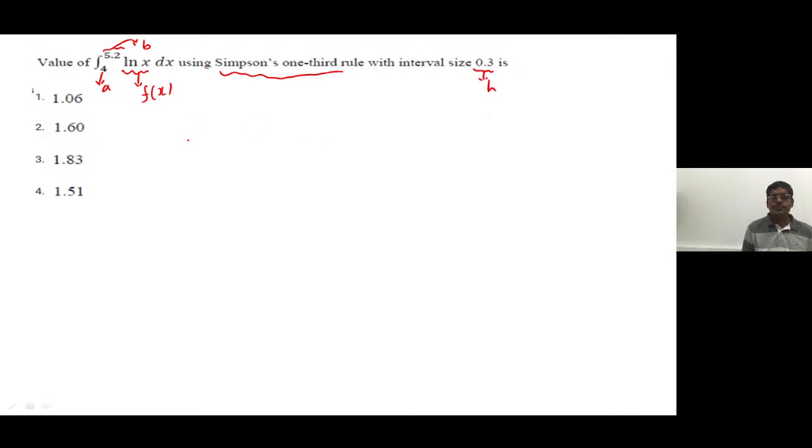Now, whenever h is given, go for finding ordinate values, that is y0, y1, etc. Simpson's 1/3 rule is very, very important. Many times in GATE the trapezoidal rule is also asked. y0 is equal to the function value at lower limit a, that is f of 4, so that is ln 4, natural logarithm, that is base e. Though the options are up to 2 decimal places, in the beginning of calculation you should consider 3 decimal places. So please check whether my calculation is correct or not.